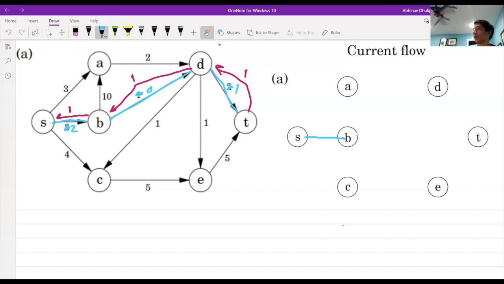Let's update our flow graph right now too. Let's do this quickly. It's gonna be 1, 1, 1. All right, now let's pick a different path.